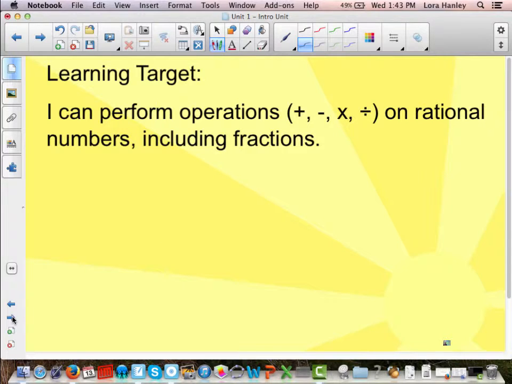For today's lesson, your learning target is, I can perform operations such as addition, subtraction, multiplication, and division on rational numbers, including fractions. Keyword, fractions. I know that's everyone's best friend.